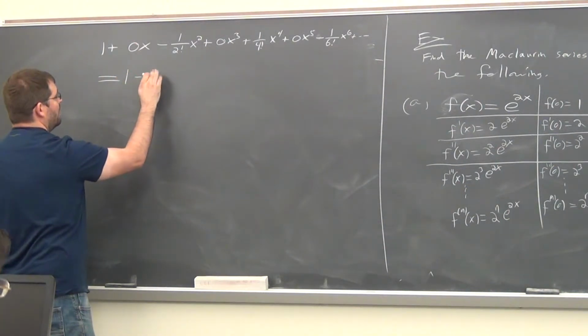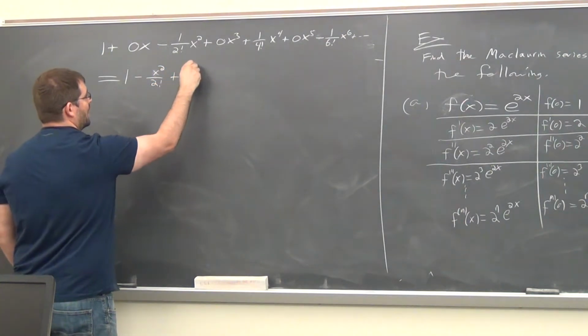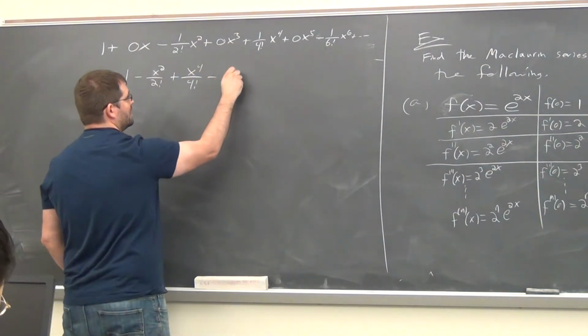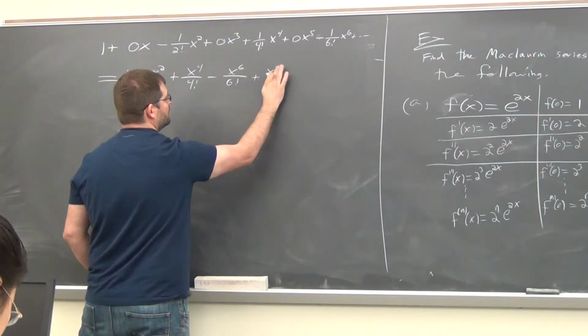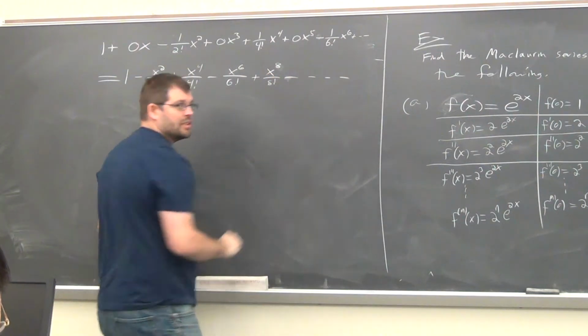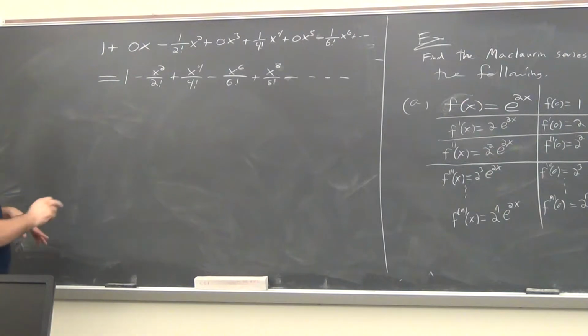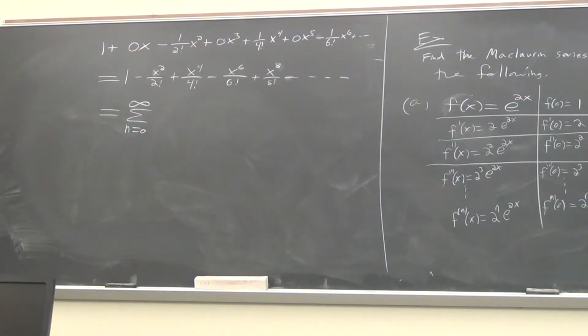1 minus x squared over 2 factorial plus x to the 4th over 4 factorial minus x to the 6th over 6 factorial plus x to the 8th over 8 factorial, and so on, right? Just alternating like that. So let's come up with a closed form for this now, a summation form here. So the first thing I'm going to deal with is that I have that sign that alternates plus, minus, plus, minus. So how do I get that in a sum?